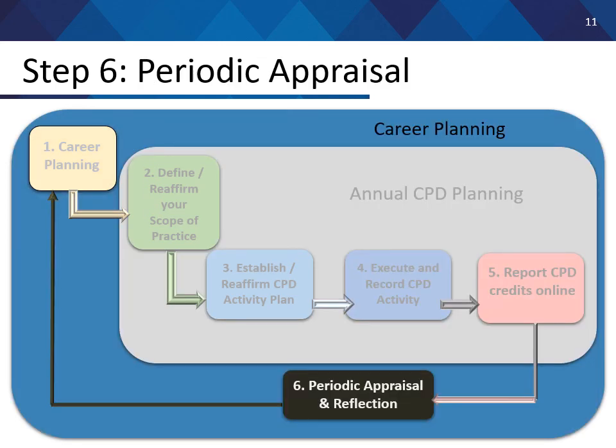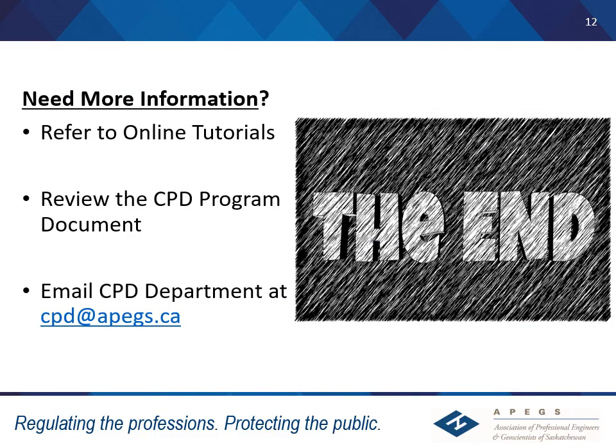Step 6 is for members to periodically review their CPD program and make any adjustments they see fit. Typically, this would be done annually through their annual performance review and work planning with their supervisor. This brings us to the end of tutorial number 2. By completing this tutorial, you can claim 7 minutes under informal activity.